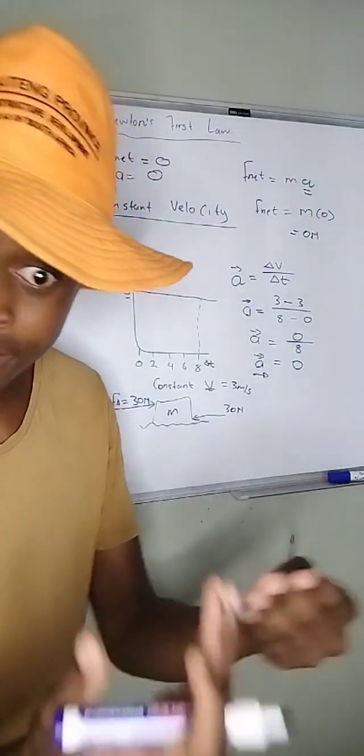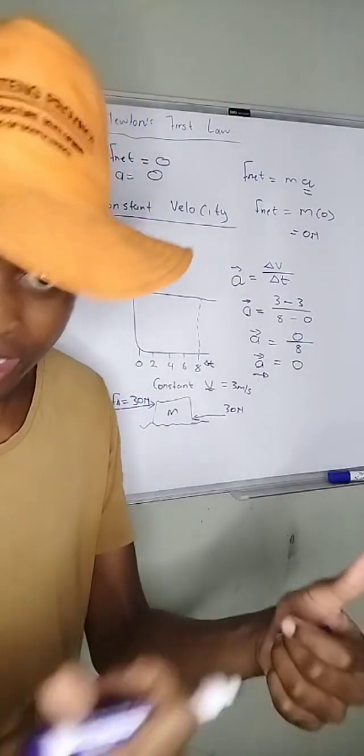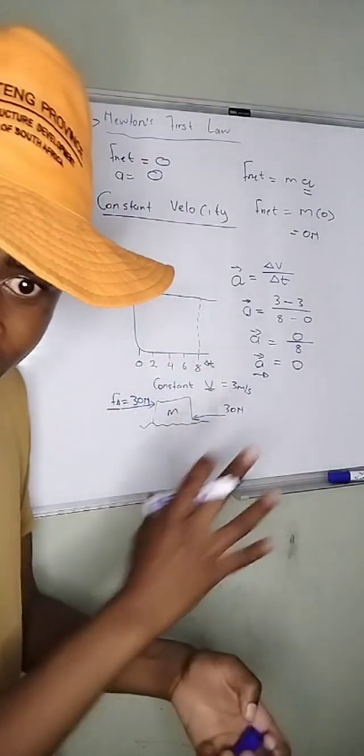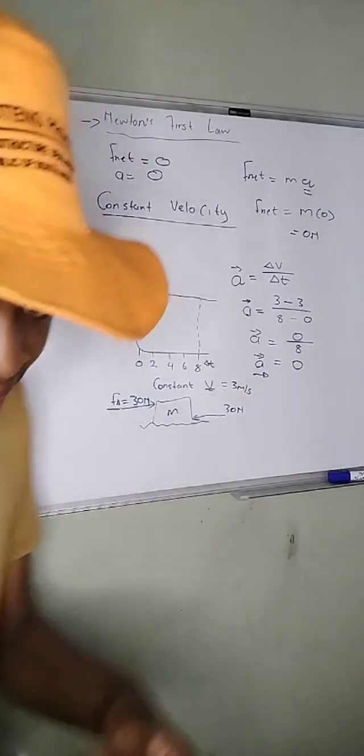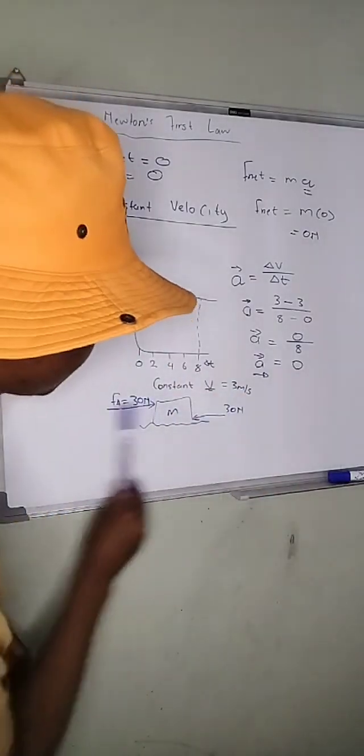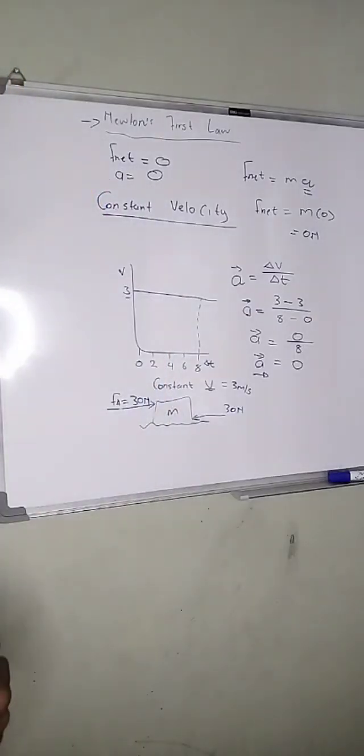Do we understand each other so far? It means the F net is going to be equal to 0, right?